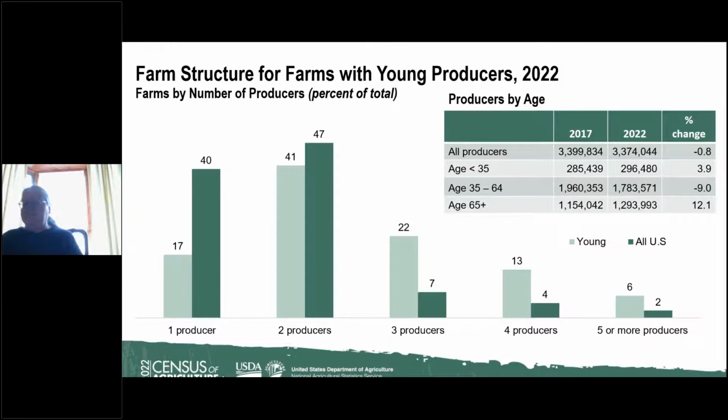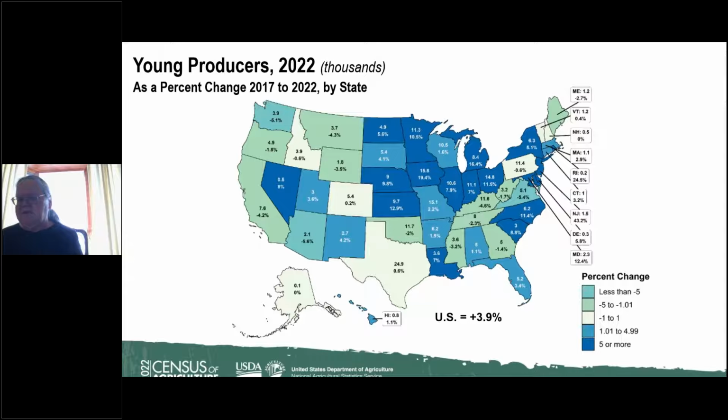If we move to the next slide, we can see the change in the number of young producers by state. As we noted from the last slide, the number of young producers was up about 4% compared to 2017. Now you can look at that at the state level. You can see a large number of states had increases in young producers, particularly concentrated in the Midwest and in the Northeast. Those are the states that saw young producers increasing the most. Next slide.